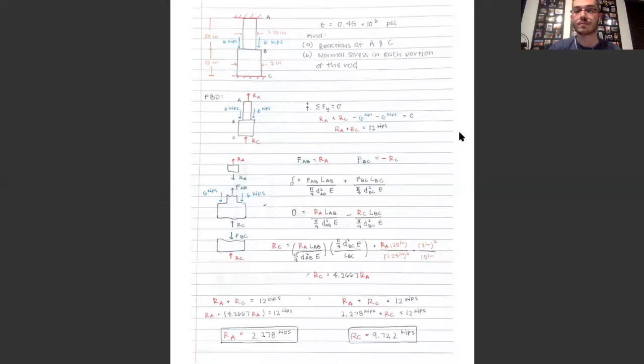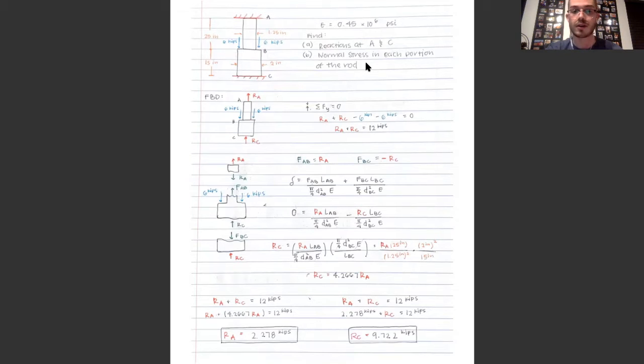Right off the bat, you can see that I've redrawn the question diagram. We have the rod ABC with the diameter 1.25 inches for AB and the diameter 2 inches for BC, and their lengths accordingly 25 inches and 15 inches, and the two applied forces at 6 kips. We have our known E constant of 0.45 times 10 to the 6 psi, and we're looking for the reactions at A and C and the normal stresses in each portion of the rod.